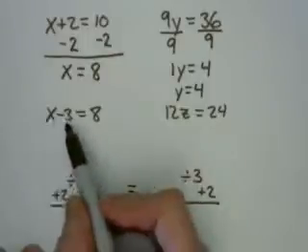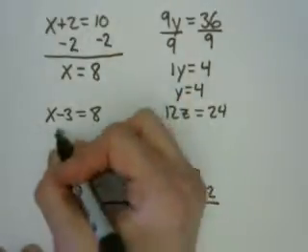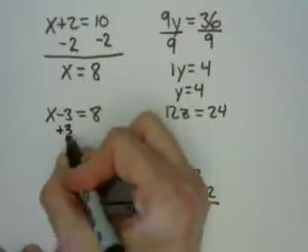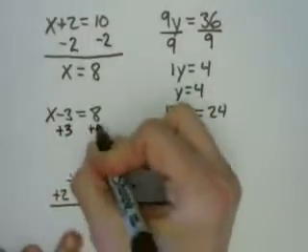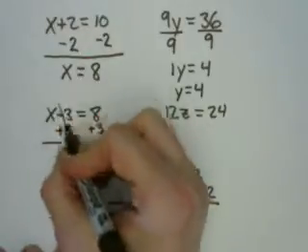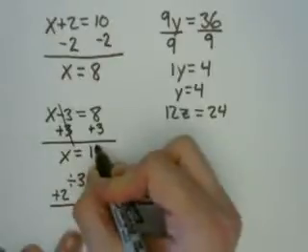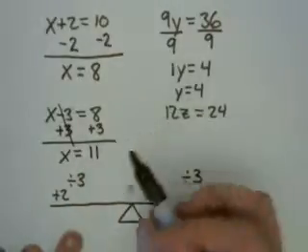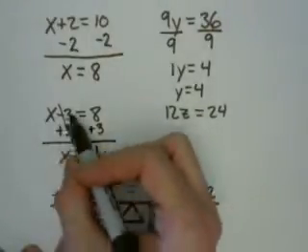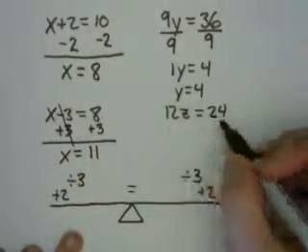Now x minus 3 equals 8. The opposite of minus 3, well, is plus 3. What I do to one side, I have to do to the other. These cancel. X equals 8 plus 3 is 11. If I do check this back in, I say 11 minus 3 is equal to 8. That is true. So here, 12 times z equals 24.